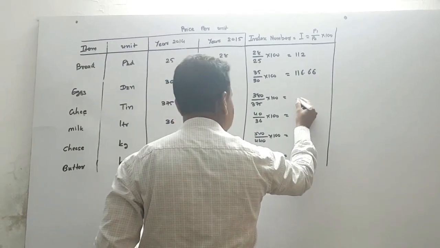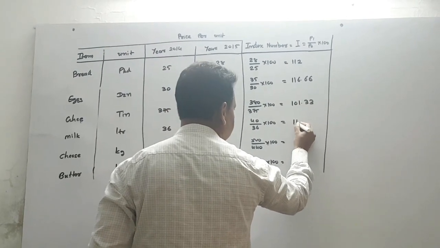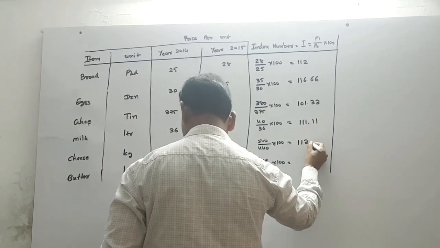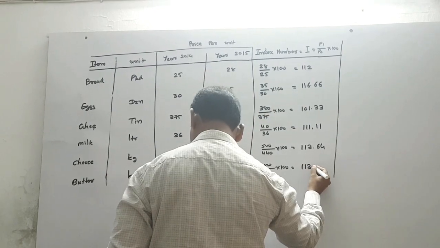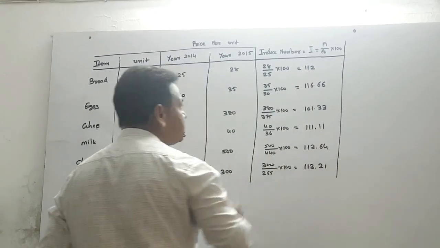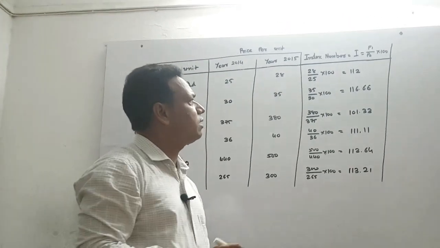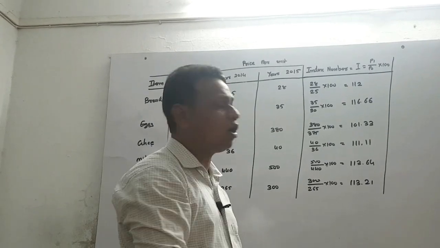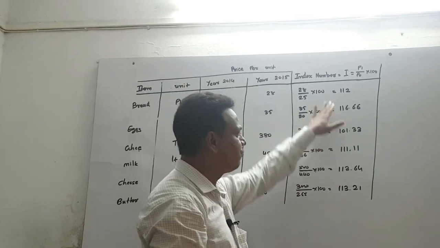116.66, then 101.33, 111.11, 113.64, 113.21. These are the different indices. Remember, index number is a singular form. If we have more than one index number, it is called indices. So these are your indices of different items.